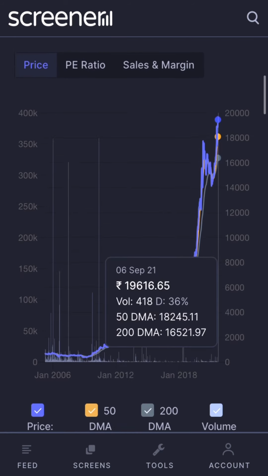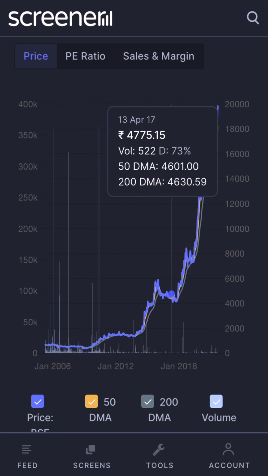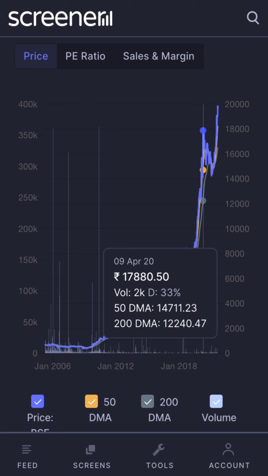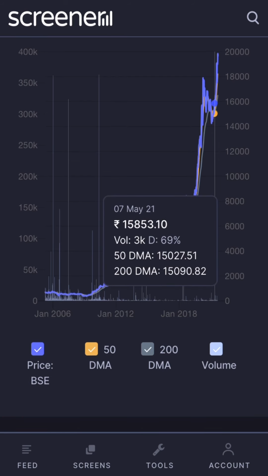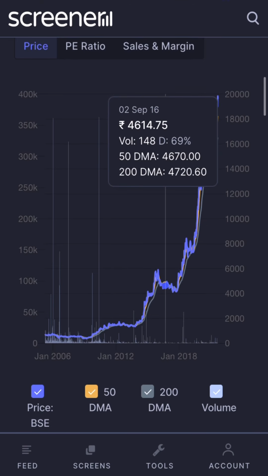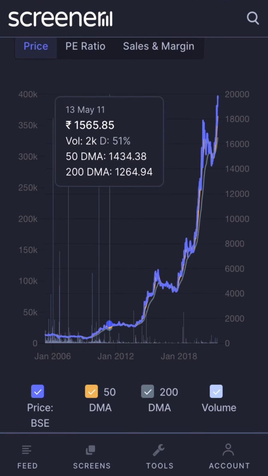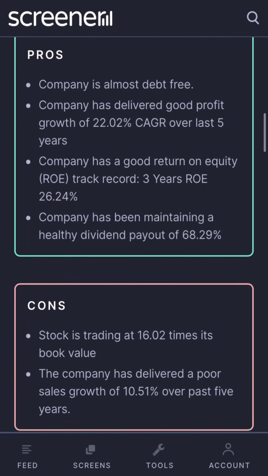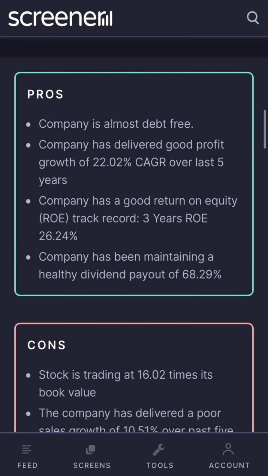You can check the maximum chart of the company. Wow, what a chart. You can invest anywhere, in 2007, 2010, 2009, 2014, 2017, 2020, and even last year, and you would always become a multi-bagger. You will be a crorepati. Very, very good. What a company. Abbott India, pharma company. Now read about the pros of the company.